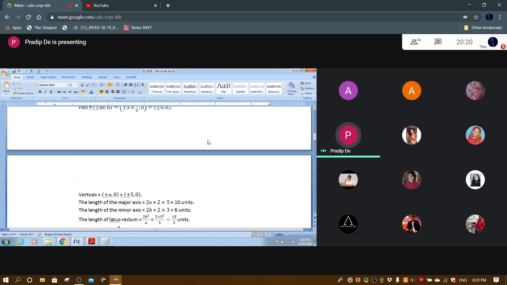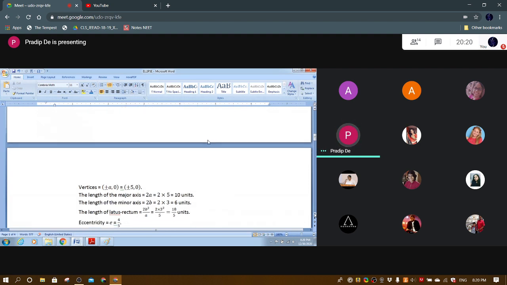Length of latus rectum, 2b square by a. That is 2 into b square is 3 square. 2 into 3 square by a, that is 5. 18 upon 5 units. And e we have already found at the beginning. Eccentricity e is 4 upon 5. Any questions?